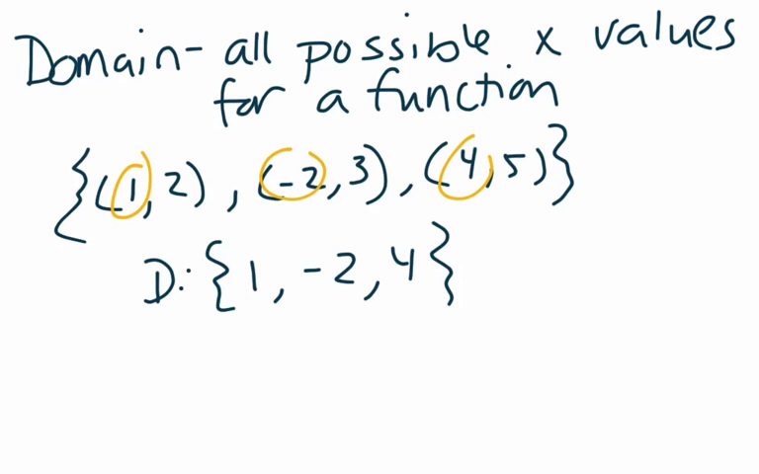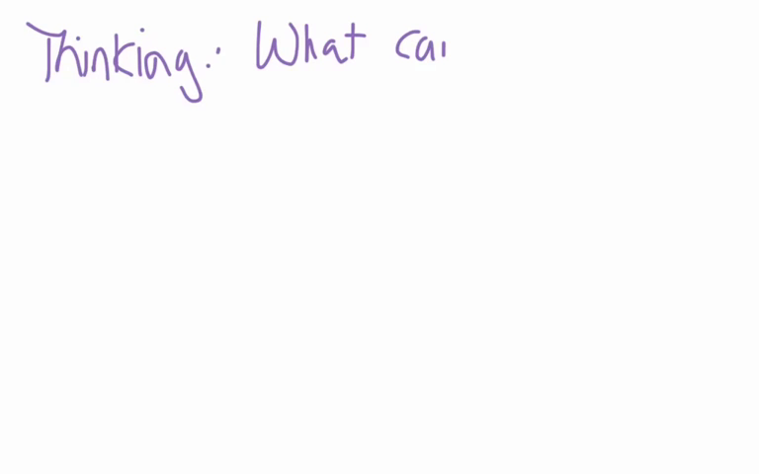So here's the deal: the way I want you to default to domain is to think in terms of what can't X be? Okay, so we're going to kind of turn the thinking around. We're going to think, what can't X be, instead of thinking, what could X be? Because X probably could be an infinite number of things.